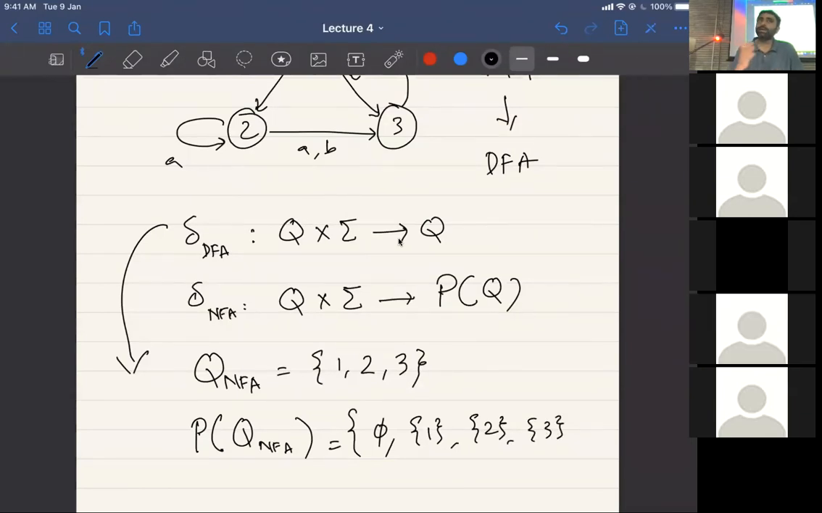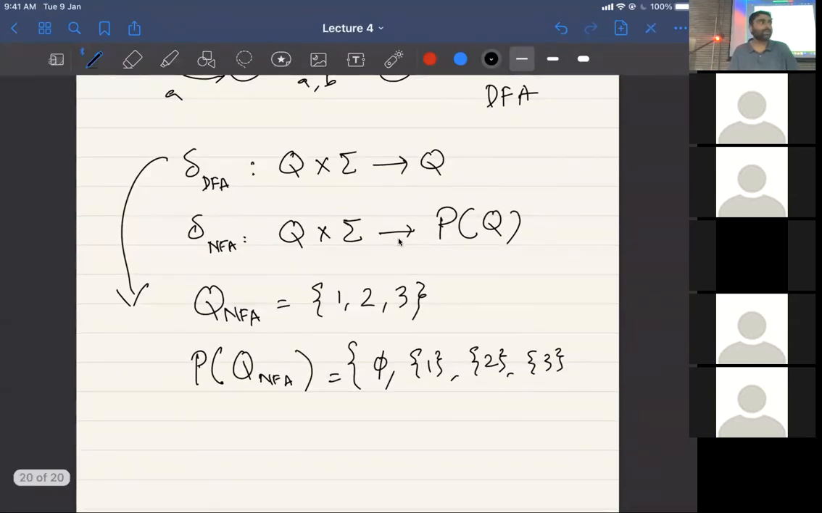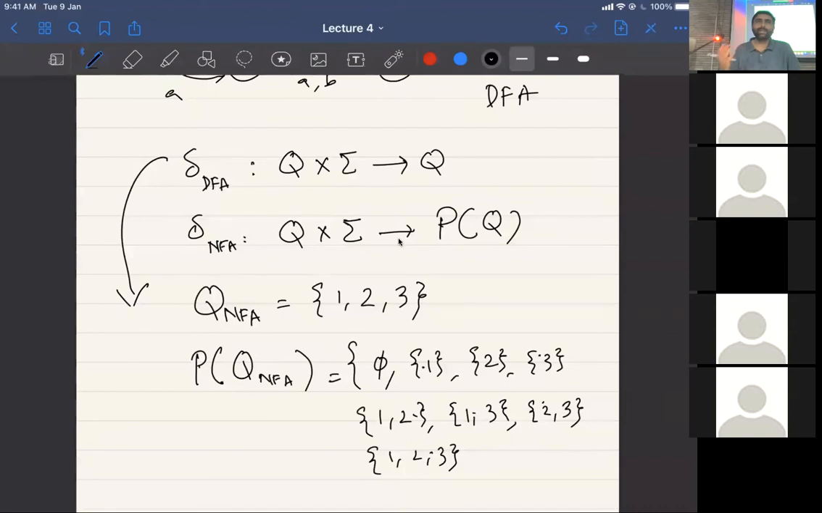So these are all the subsets with zero elements or one element. Now we will have all those subsets with two elements. What are those? 1, 2; 1, 3; and 2, 3. And then we will have the subset with all three elements, and that is 1, 2, 3. How many subsets do we have? One, two, three, four, five, six, seven, and eight. So we have eight subsets. Why eight? Because we have three states here, and 2^3 is eight. So eight subsets in our power set.